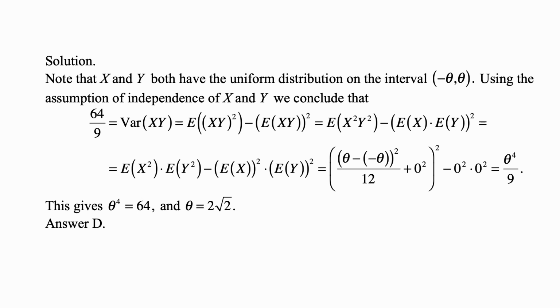Well, this whole thing is equal to theta to the 4th over 9. And that means that 64/9 is equal to theta to the 4th over 9. So that theta to the 4th is 64. And of course, the square root of theta to the 4th is theta squared, and the square root of 64 is 8. So theta squared is 8. And that means that theta is equal to 2 square roots of 2, which is answer D.